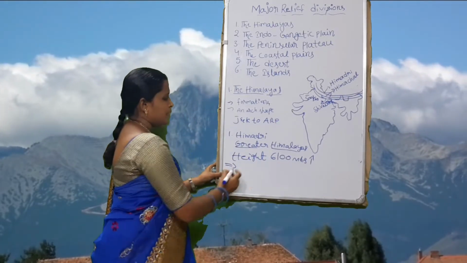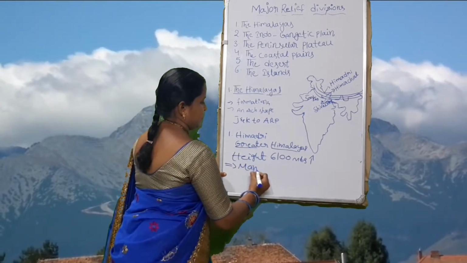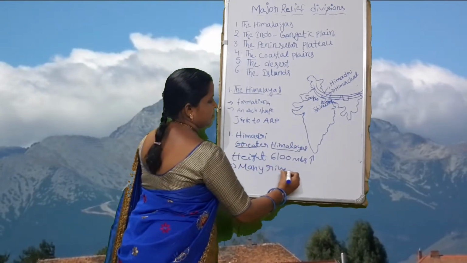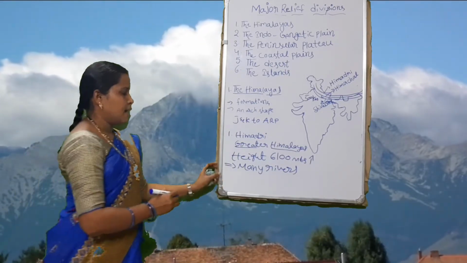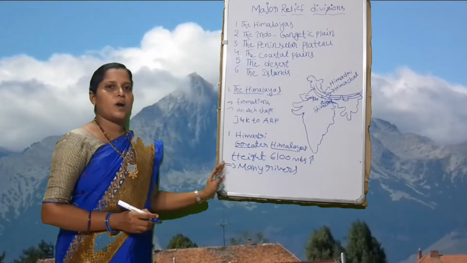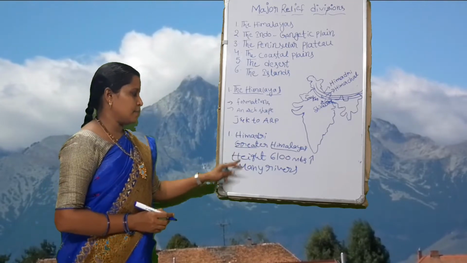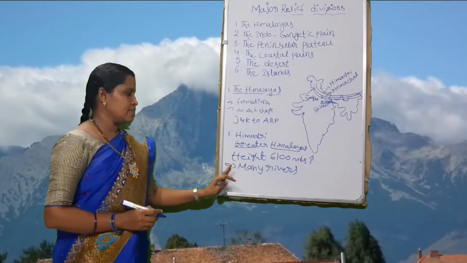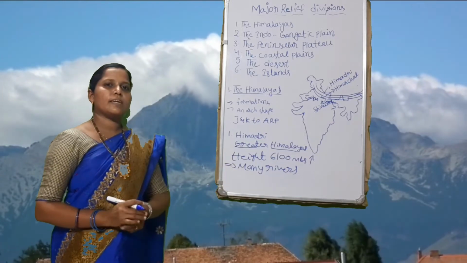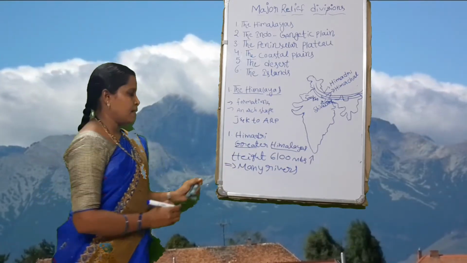Here, many rivers originate from the Himalaya ranges, and perennial rivers also originate from the Himalaya ranges. There are glaciers in the Himalayas. Evergreen forests are also in the Himalayas.